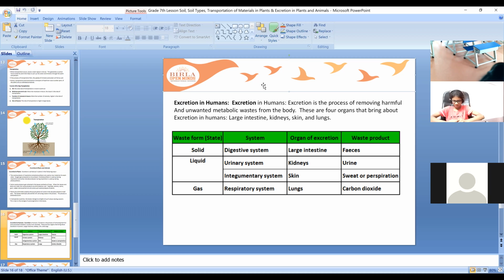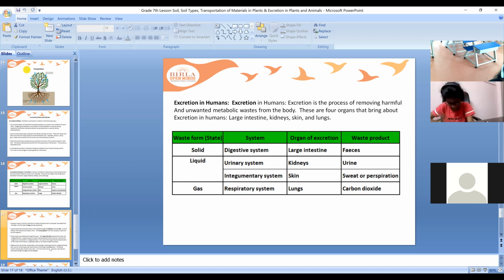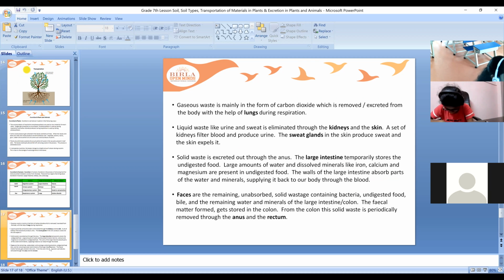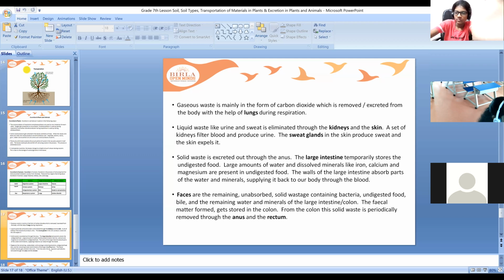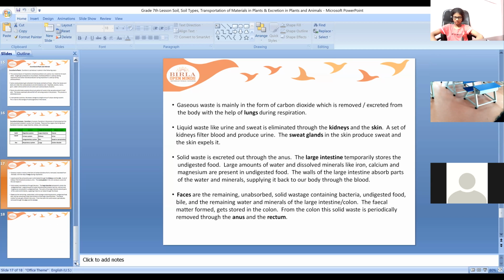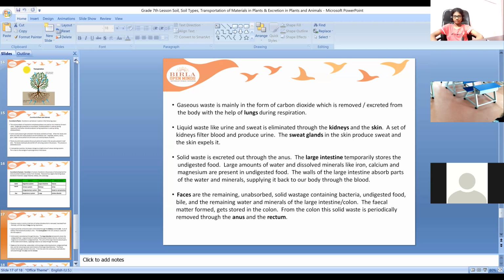Okay, I hope you all have understood this. If you have any doubts, please raise your hands in the chat box so that I can clear your doubts. So the gaseous waste is mainly in the form of carbon dioxide, which is removed and excreted from the body with the help of lungs during respiration. And the liquid waste, we already have discussed all these. So I hope you have a clear idea about this now. Or do you want me to explain it further?